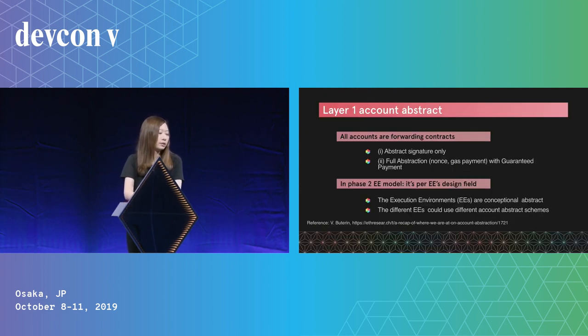The first one is layer one account abstraction. It has been discussed in ETH 1.x as well. In the abstract account model, all accounts are forward contracts. There are two main strategies. One is that we only abstract the signature, and another is that we do full abstraction, including the nonce, gas, and payment.